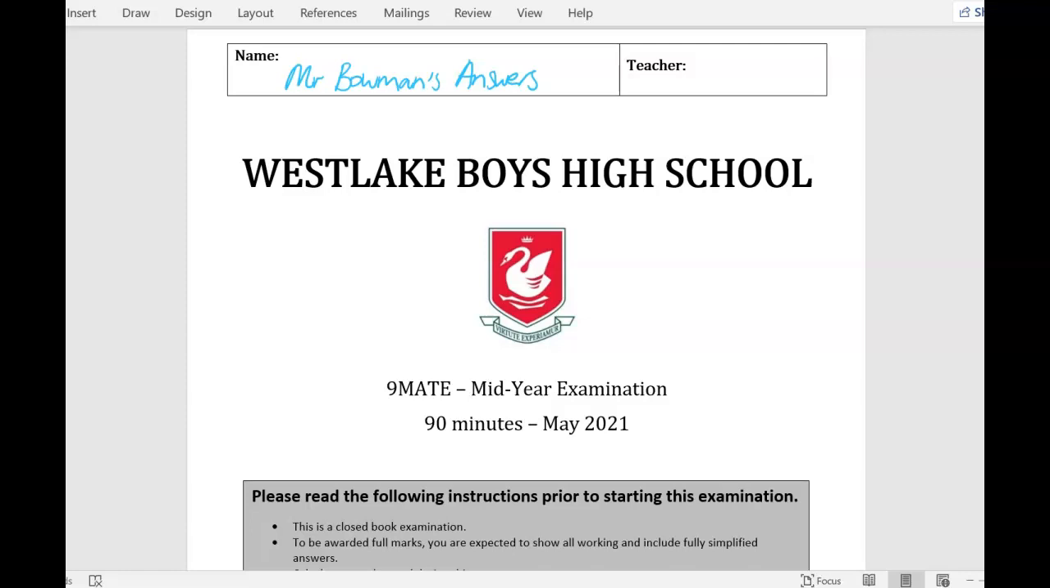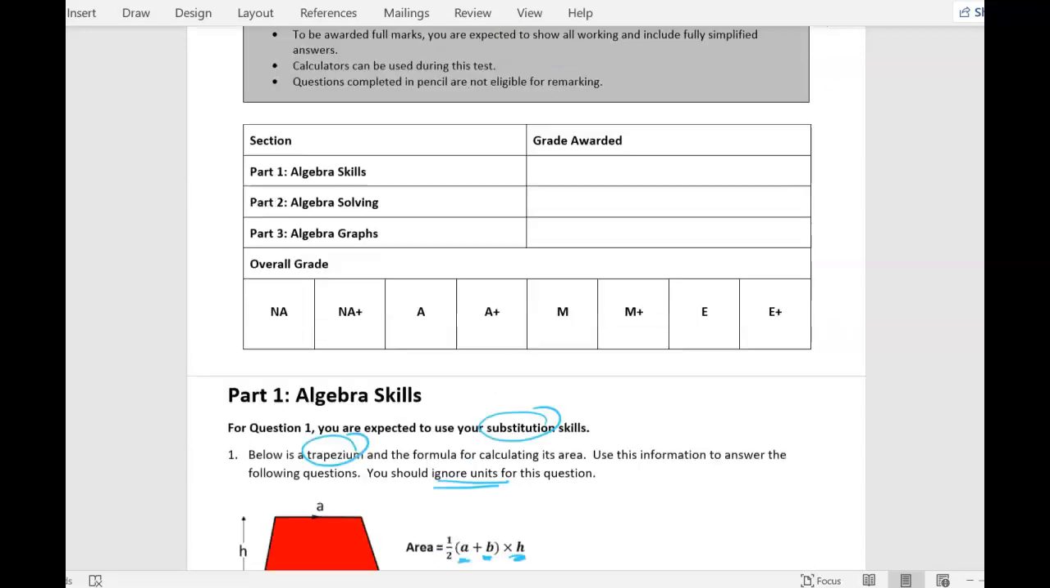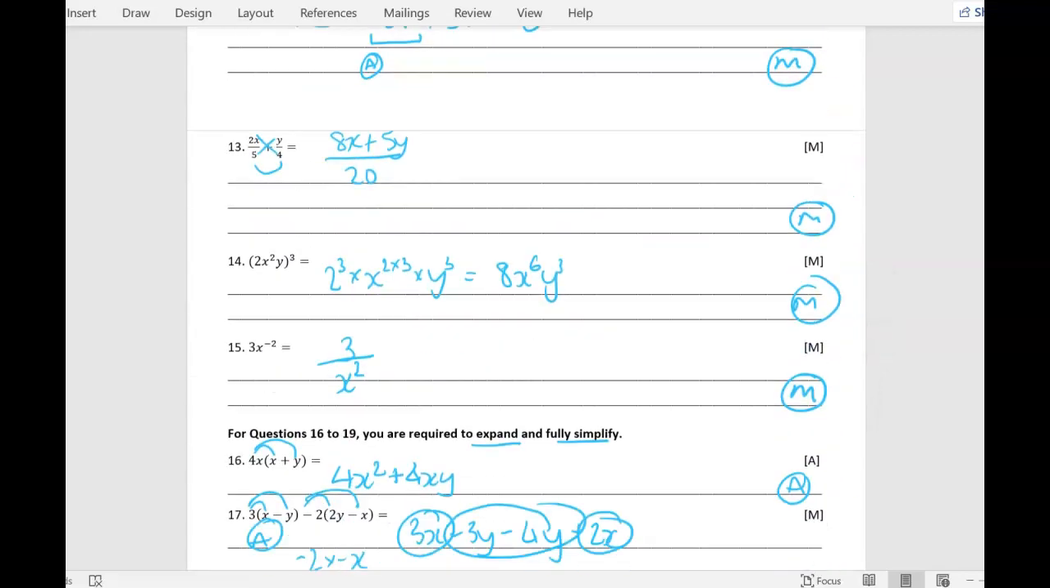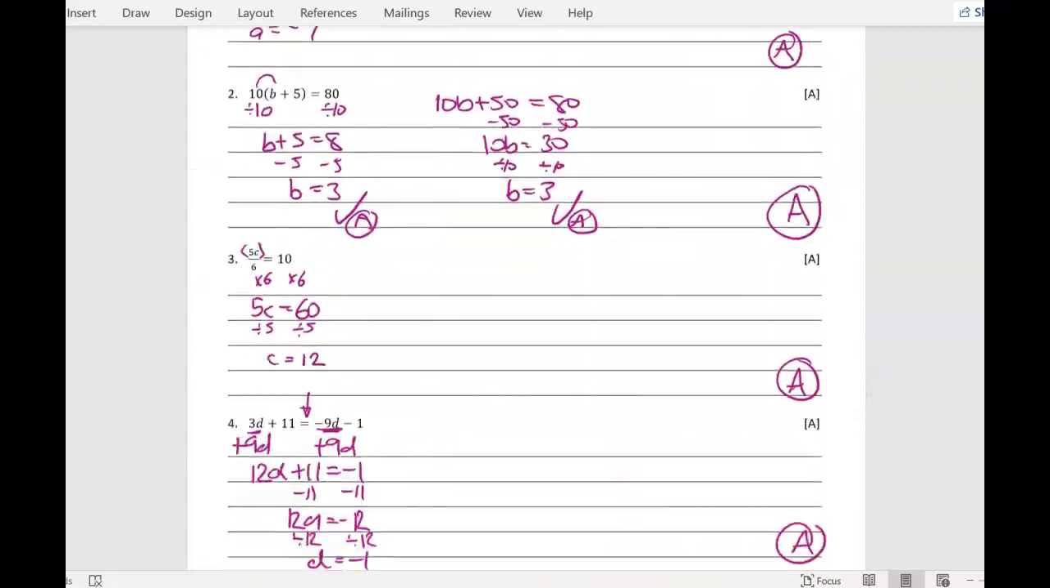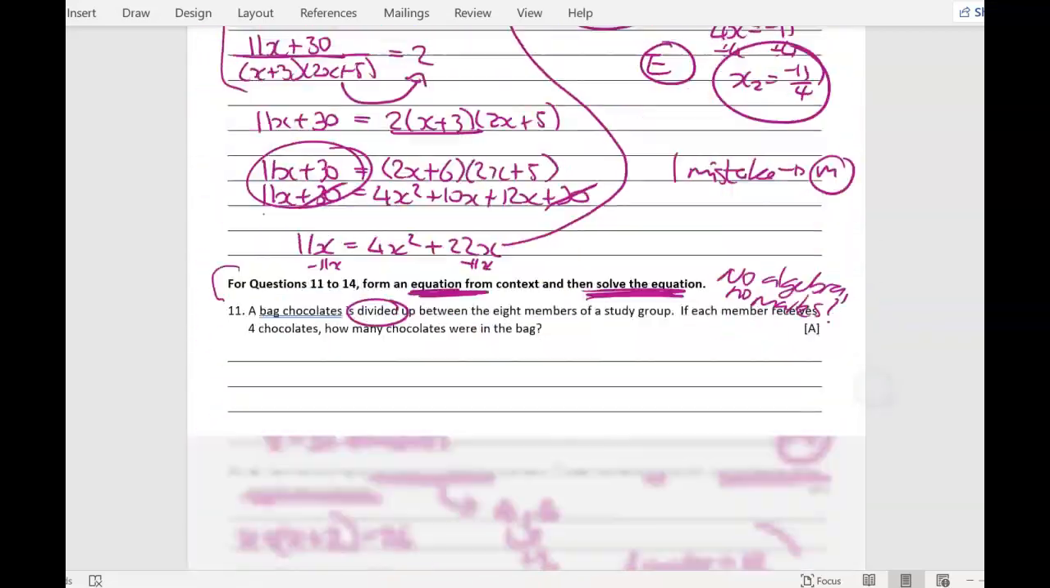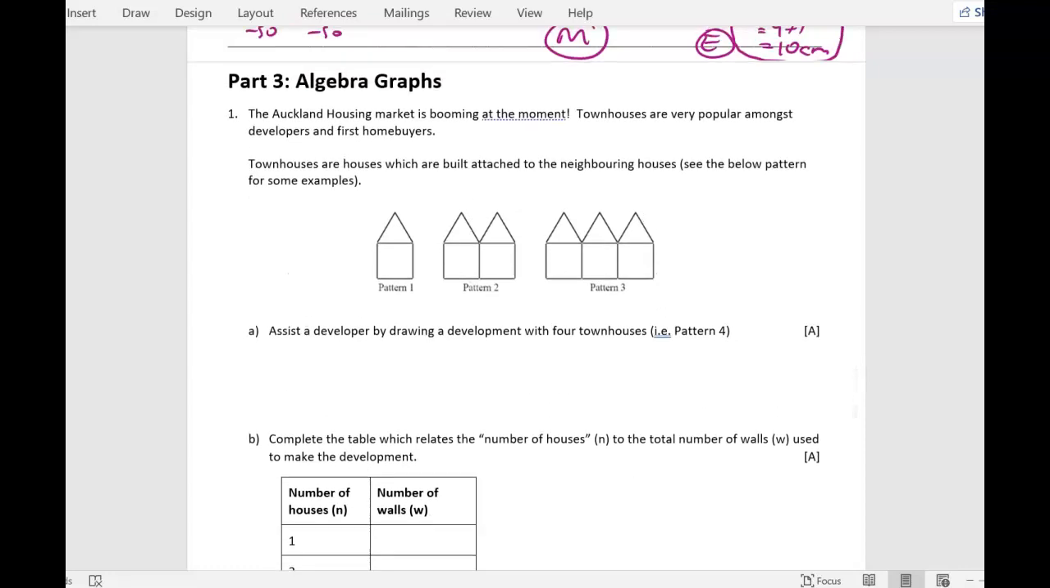This is our third and final video going over the mid-year exam answers. As we scroll down, you can see we've done the first video on algebra skills. Last video looked at algebra solving. And the final section of R1, we're going to be going over algebra graphs. So part 3, algebra graphs, question 1.